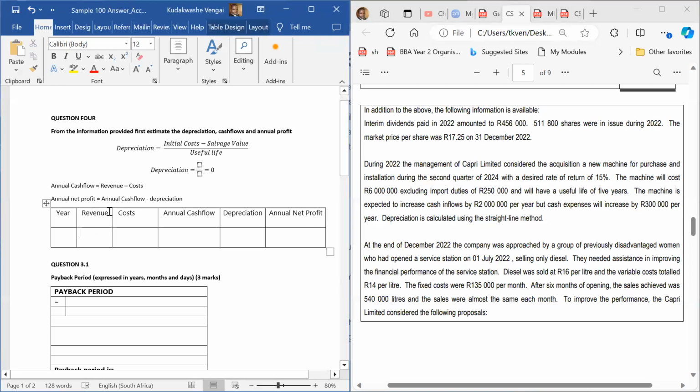So for you to be able to know what is the annual net cash flow, you're going to say, what is the inflow or what is the revenue? In this particular case, we are given it as 2 million. And then what are the costs? We're given that the costs are going to increase by 300,000 each and every year. So your annual cash flow is going to be equal to the revenue less the costs, which is going to give you 1,700,000.